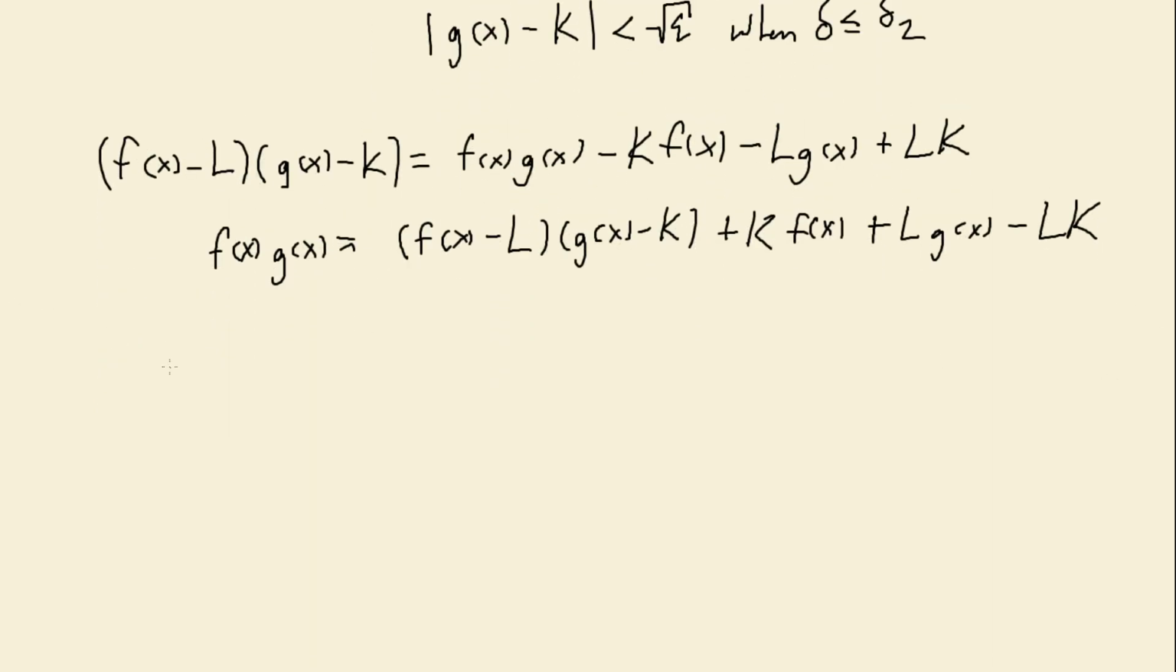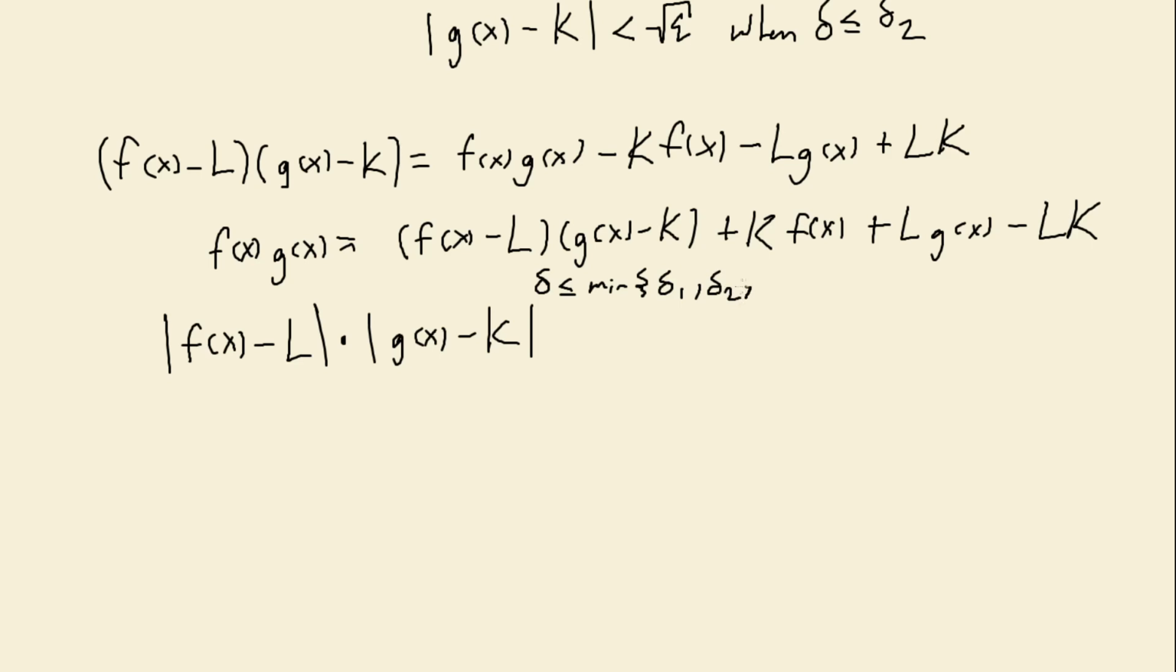And if we know that the absolute value of f of x minus L times the absolute value of g of x minus k, provided that delta is less than or equal to the minimum of delta 1 and delta 2, then we know that this is going to be less than the square root of epsilon times the square root of epsilon, which is equal to epsilon.